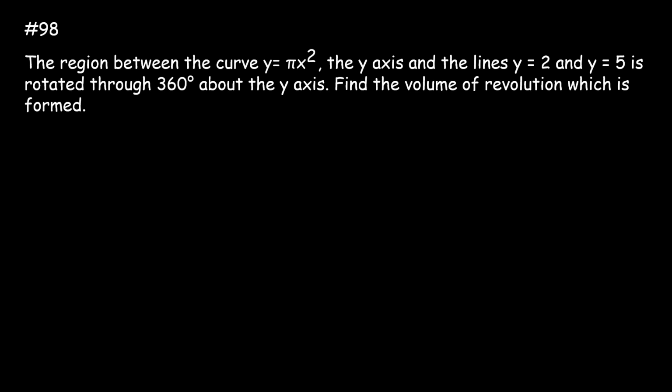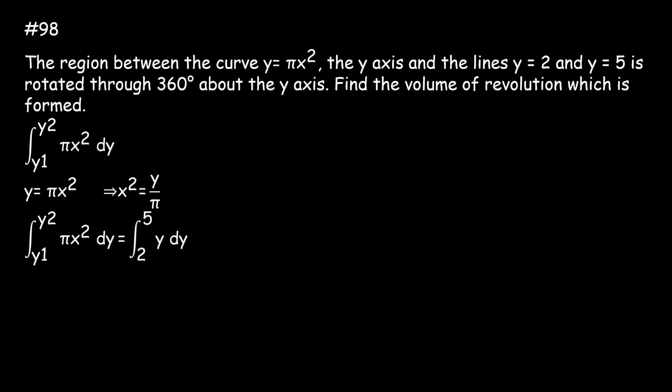Question 98. The region between the curve y equal to pi x squared, the y-axis, and the lines y equal to 2 and y equal to 5 is rotated through 360 degrees about the y-axis. Find the volume of revolution which is formed. So again, it has been rotated through the y-axis, pi x squared dy, so with respect to y as y is changing. From here, it's easy to make x squared the subject of the formula, which is just pi y over pi. Then we integrate this value with respect to y.